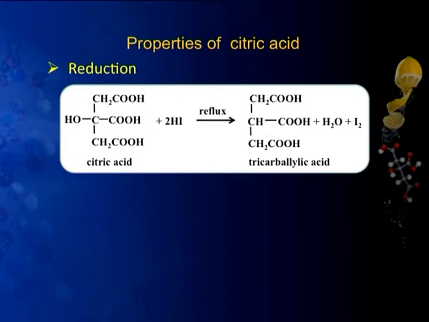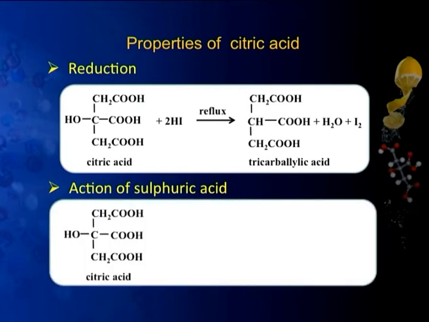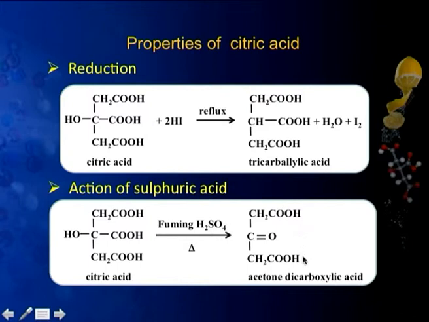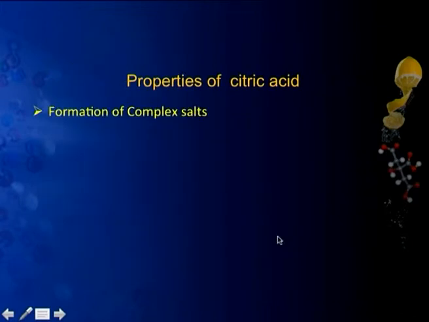Next reaction is action of sulfuric acid. Citric acid on treatment with fuming sulfuric acid undergoes a reaction in which a molecule of water and a molecule of carbon monoxide is lost, and we get acetone dicarboxylic acid here.